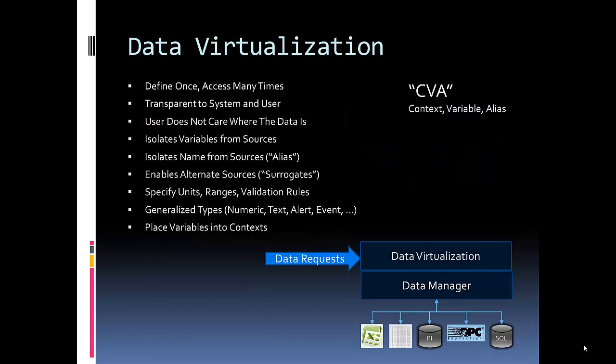Now, data virtualization, which is the next layer above data access, is very powerful, and it's very useful, and it's a big buzzword in the industry today. Within the context of Intellect 3, we call it CVA, Context Variable Alias. It enables you to define access to particular variables that are found down in the data sources just one time, and then you can reuse that data access definition over and over and over transparently. Transparent to both the system and the user.